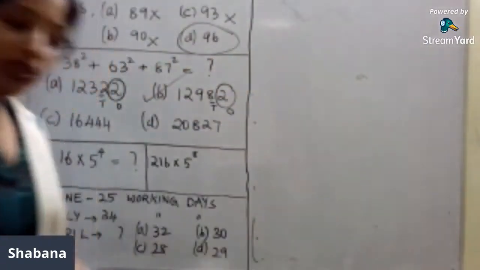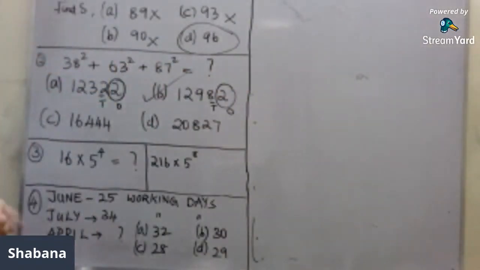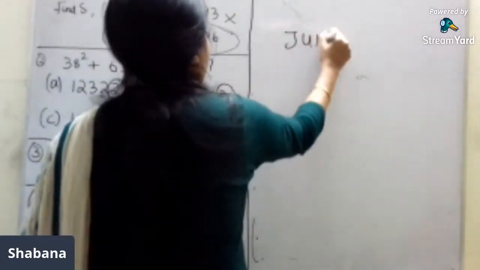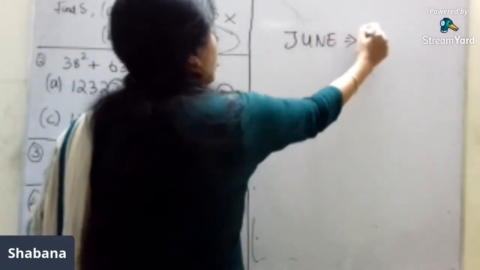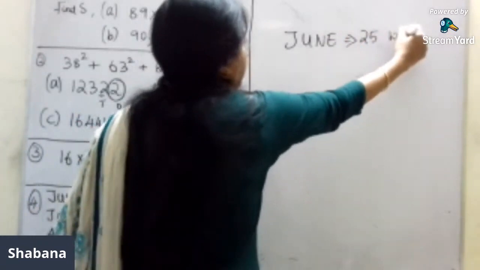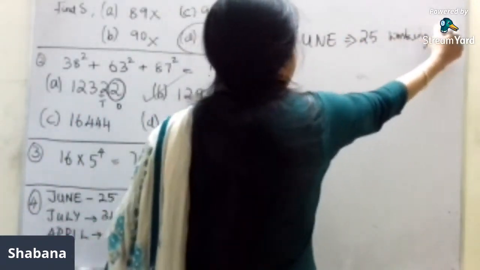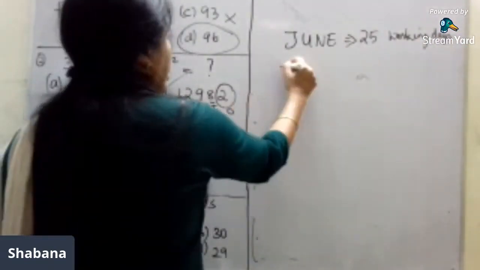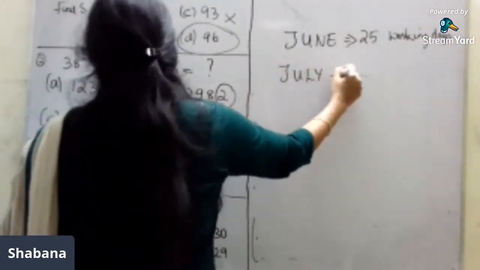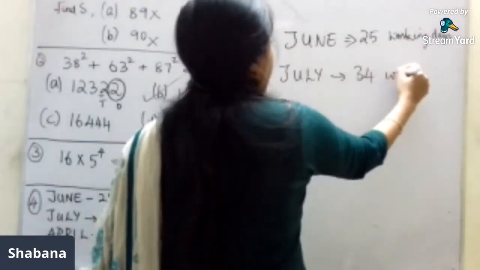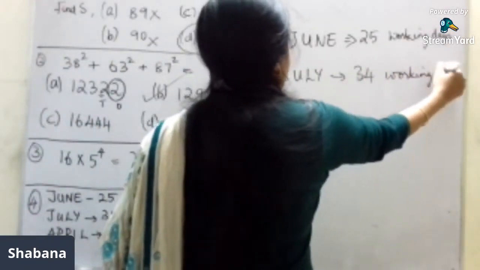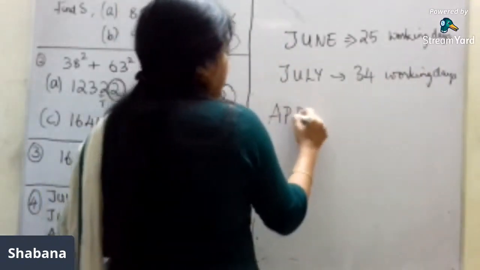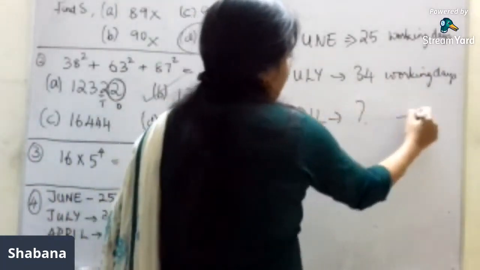Now let's move on to the next one. I hope the last question is visible for you all. Okay, so I'm telling you that June has 25 working days. Then July has 34 working days. So how many working days does April have?